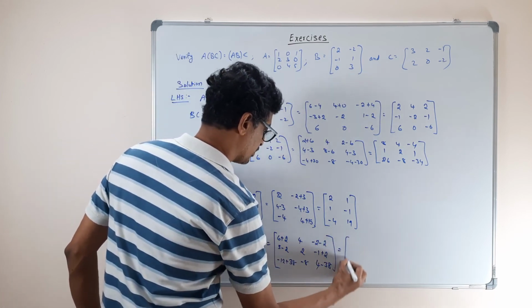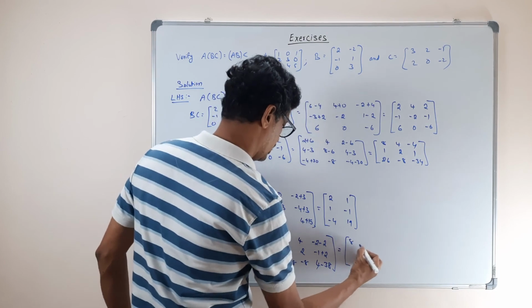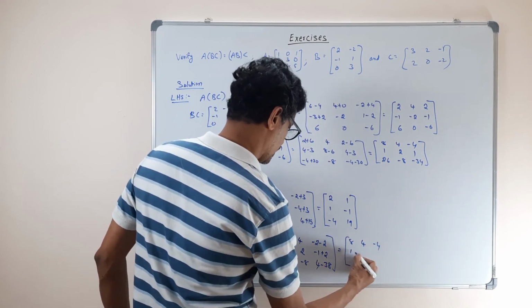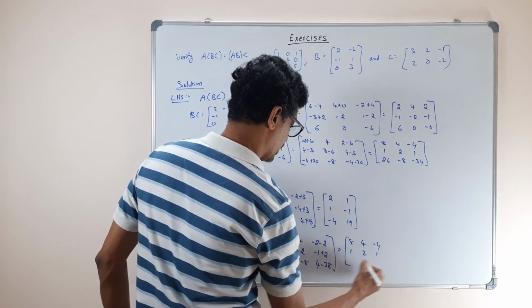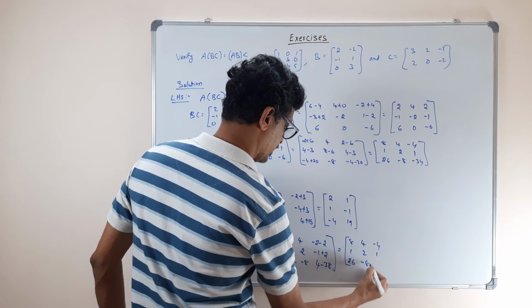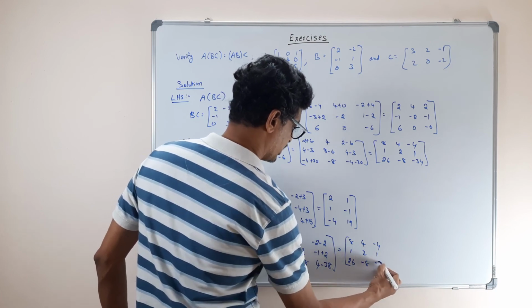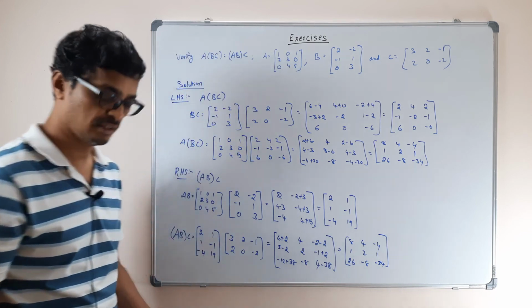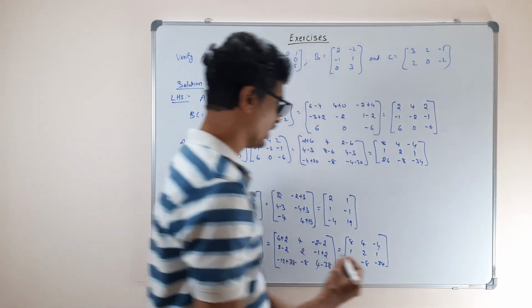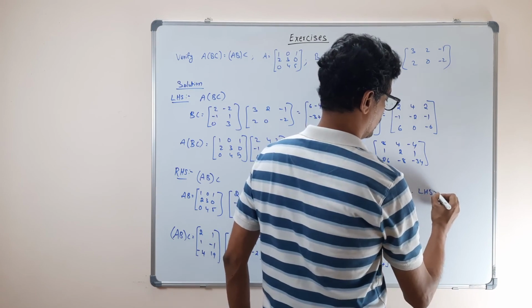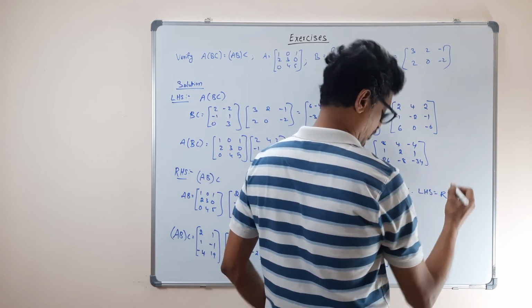What is it? Tell me. 8, 4, minus 4, 1, 2, 1, 1, 26, minus 8, minus 34. Is that the answer? Correct? So that is equal to LHS. Therefore, LHS equals RHS, hence proved.